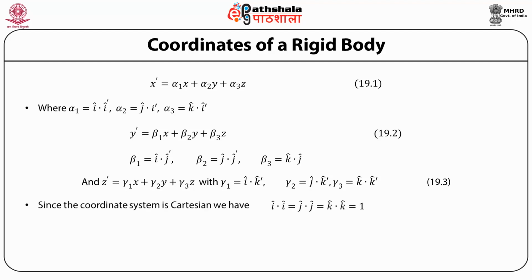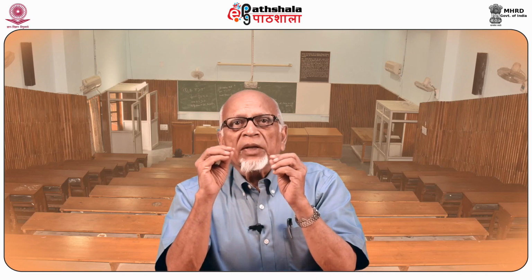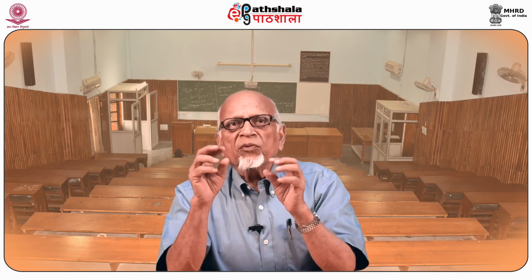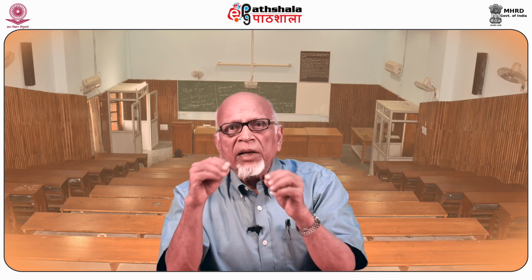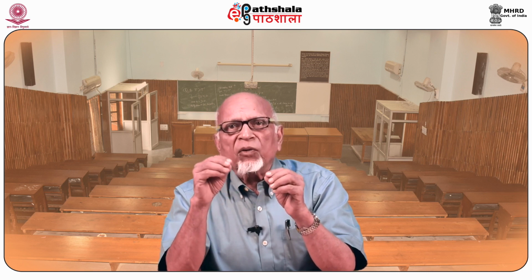Since the coordinate systems are Cartesian, we have the scalar products i prime dot i prime, j dot j, k dot k, etc. equal to 1, and i dot j equal to i dot k equal to j dot k equal to 0, and similarly for the prime unit vectors. There are 9 possible products between the unit vectors in primed and unprimed systems. Rotation of the coordinate axis leaves the magnitude of the radius vector of any point in the rigid body unaltered.